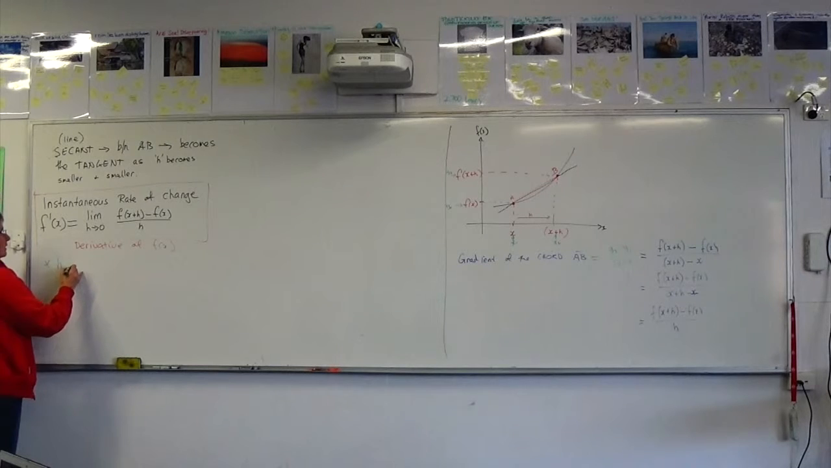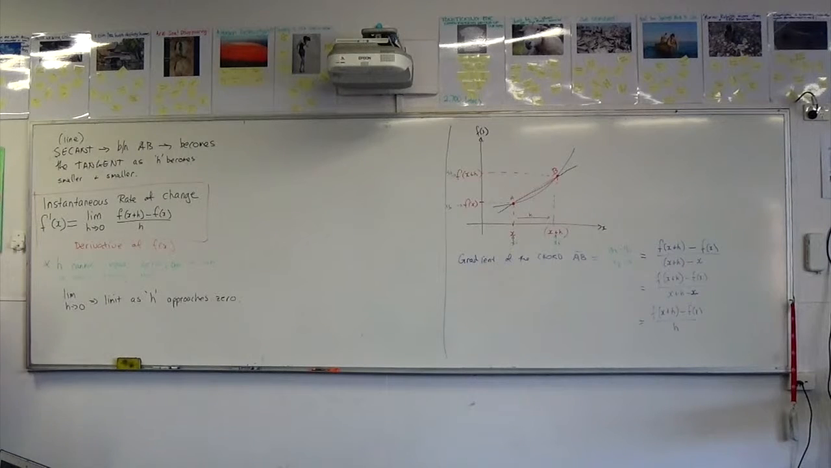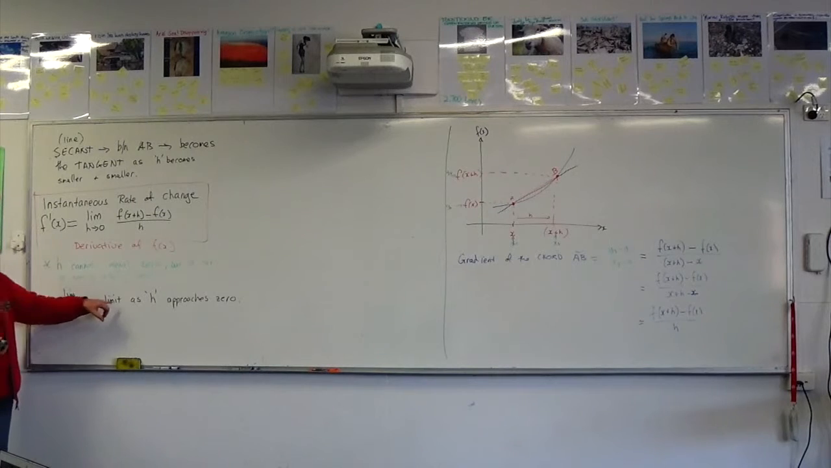So what does lim actually mean? Limit. This is a way of saying h can't be 0, but it can be really, really small. Mathematically, we write it as limit as h approaches 0.